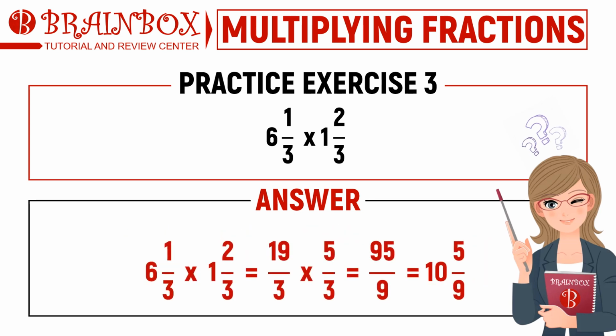Time is up. The correct answer is 10 and 5/9. In our last case, this concerns multiplication of mixed fractions. First, we have to convert the fractions to improper fractions. The new equation would be 19/3 times 5/3. We can now proceed to multiplying the numerators and denominators. The product will be 95/9 or 10 and 5/9.